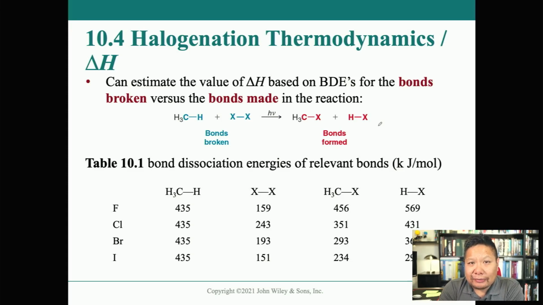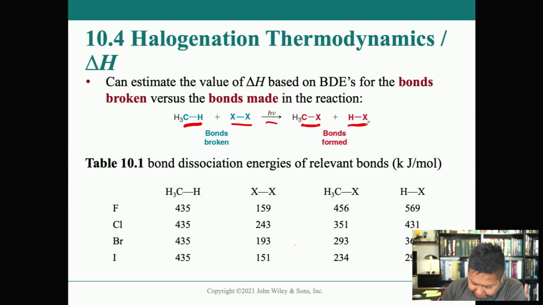So you can actually estimate the value of delta H based on the bond dissociation energies for the bonds broken versus the bonds made in the reaction. And we've done this before. We have broken bonds here where the bond between the carbon and the hydrogen is broken, and the bond of the dihalide is broken. And then we have bonds formed after some light happens and we do some radical initiation. We have a bond formed between the carbon and the halide and then hydrogen and the halide.